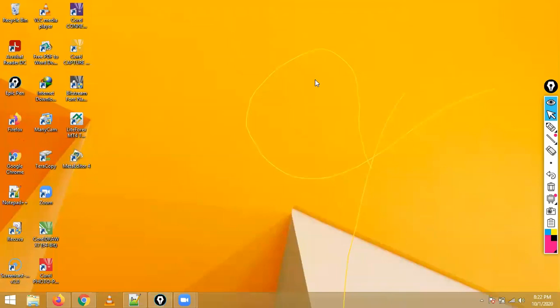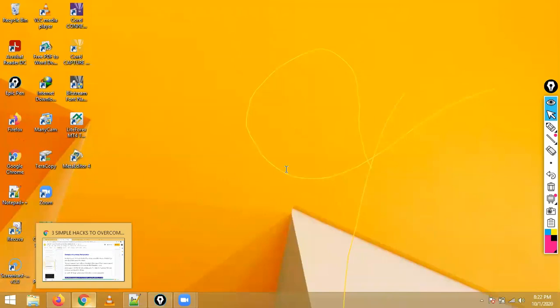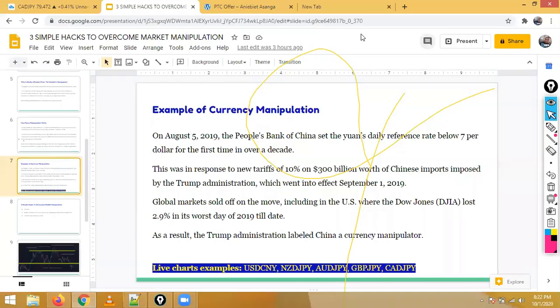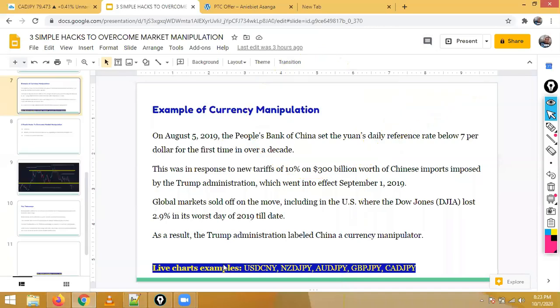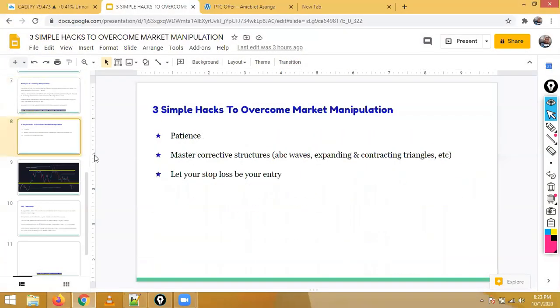So we go back and jump into the three simple hacks on how we can overcome these manipulations. The first thing is, you need to be patient with your trading. You don't need to rush and enter a trade. You need to be very patient. Let the trade come to you. When the trade comes to you, then you can pull the trigger.